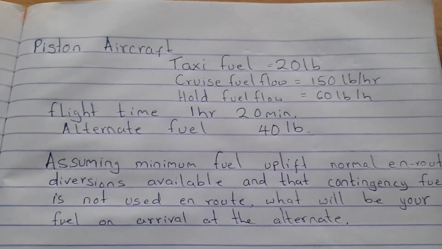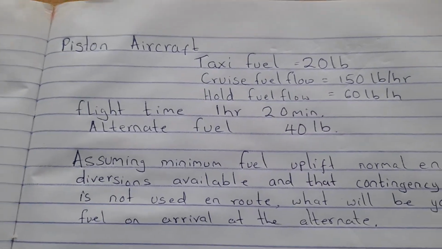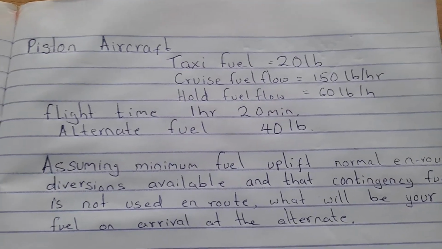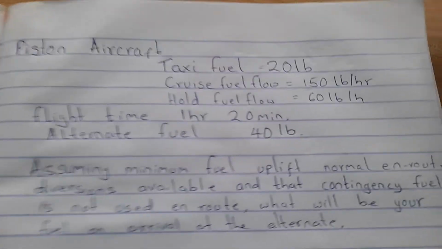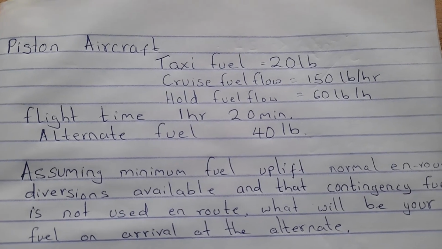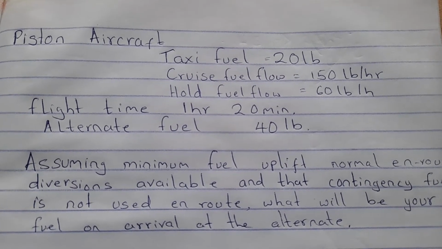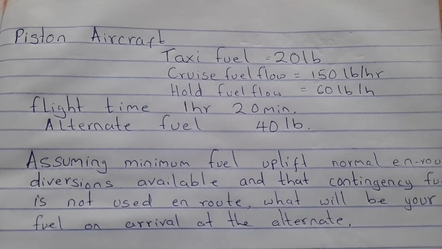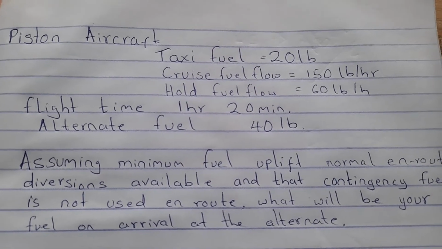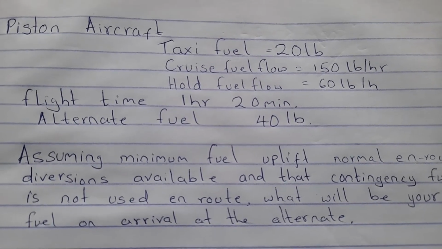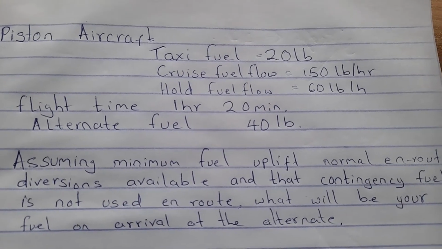So you're given this question based on fuel calculations, fuel planning. It's a piston aircraft, so that's a key point. There's taxi fuel, which is 20 pounds, cruise fuel flow, which is 150 pounds per hour, hold fuel flow is 60 pounds per hour. Your flight time is 1 hour 20 minutes. Alternate fuel is 40 pounds.